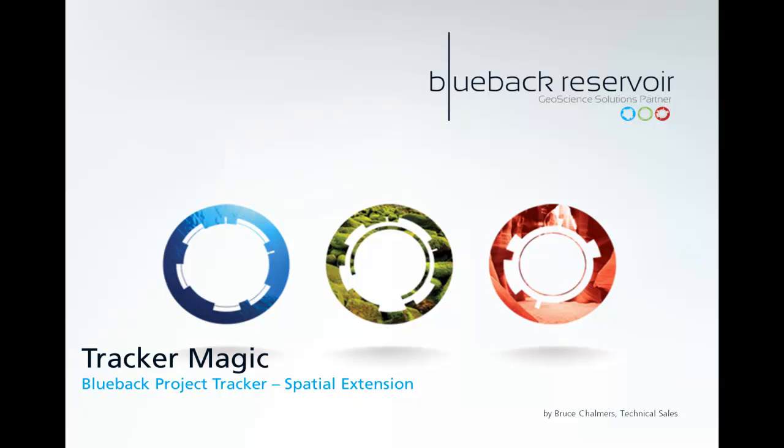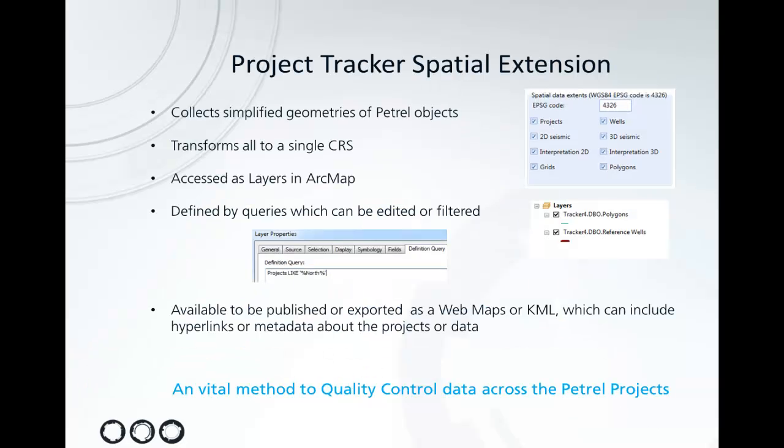Today we're going to take a quick look at the Tracker Spatial extension and how you can quickly import some data and add some context to it. The Project Tracker Spatial extension collects simplified geometries of most of the Petrel objects across the different projects and transforms them to a single CRS.